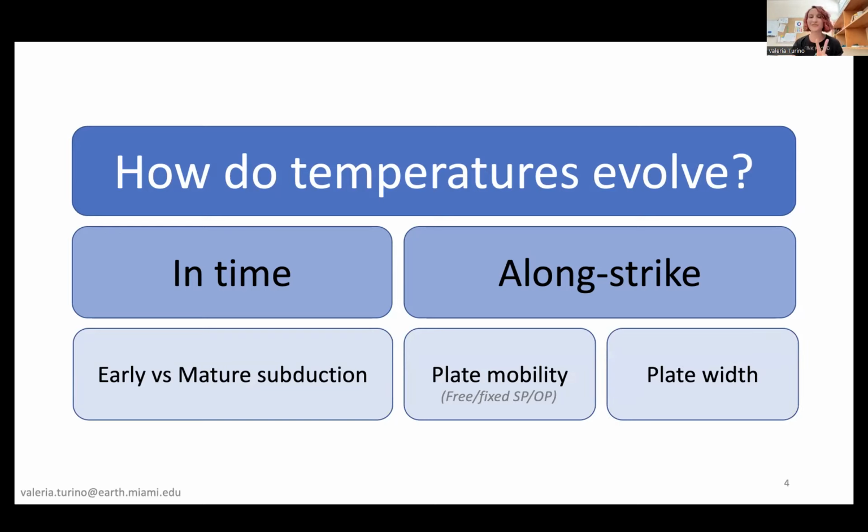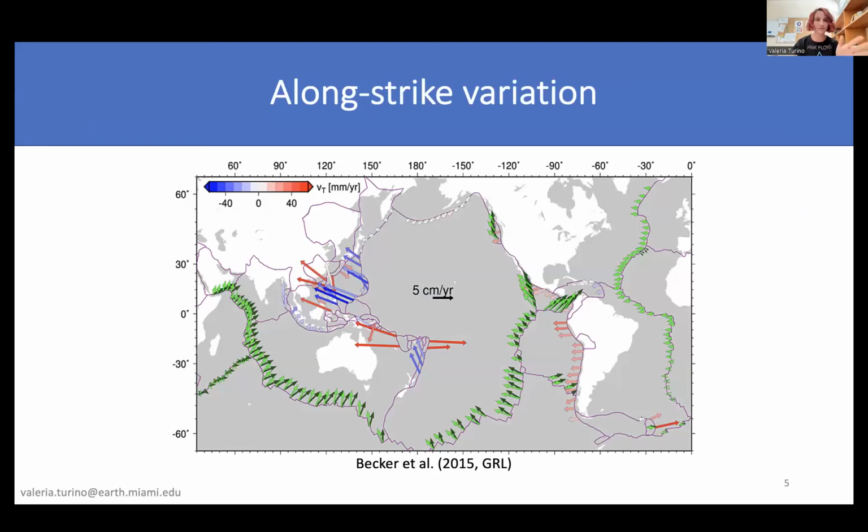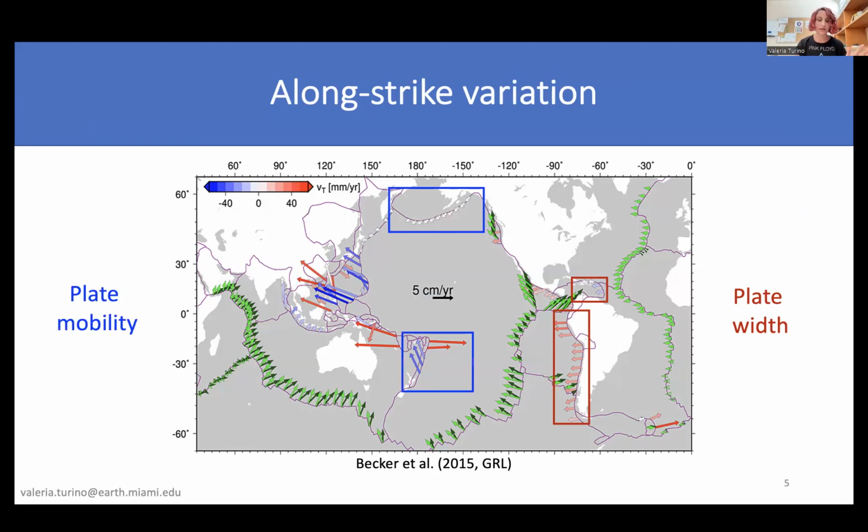In particular, we are looking at these two things for the along strike variation, because if we look at a map of subduction zones, what we see is that, for example, in the Caribbean or South America, we have plates that have very, very different dimensions. And if we look at velocities, and this in particular is a map that shows trench motion in an absolute reference frame based on the direction of mid-ocean ridge spreading, we look at the Aleutians up north, or at Tonga Kermadec, we see that the Aleutians are basically stationary, while Tonga Kermadec has higher trench velocities.